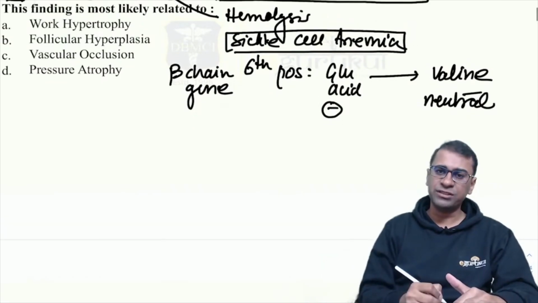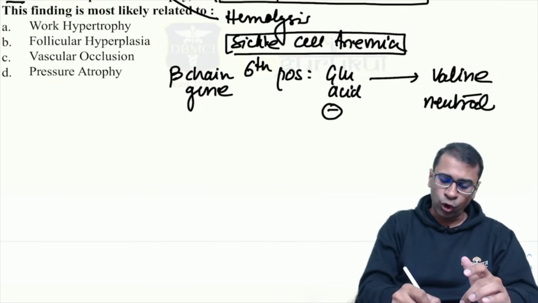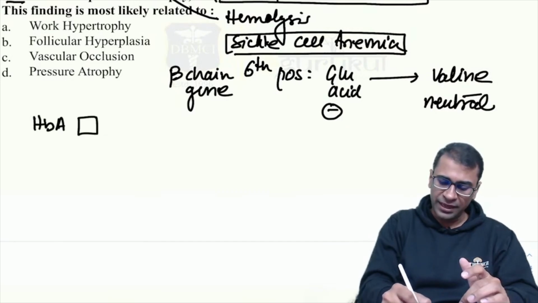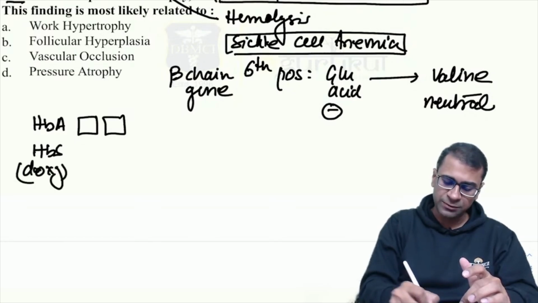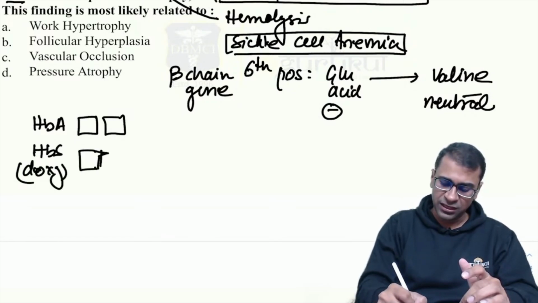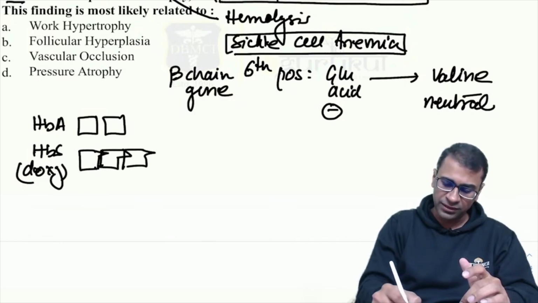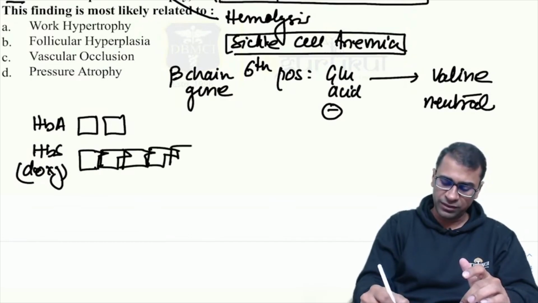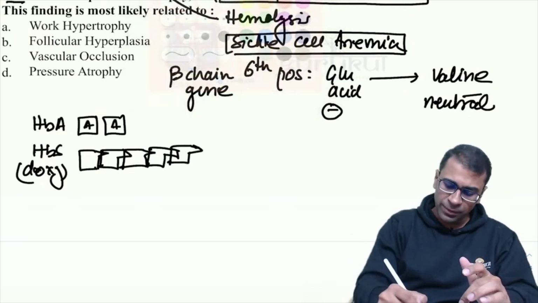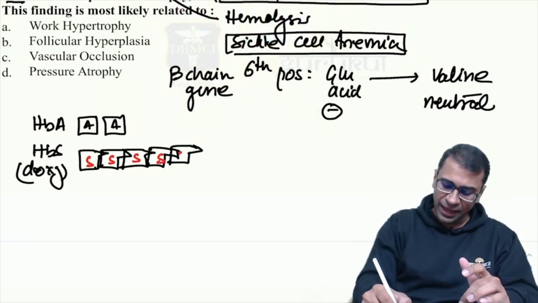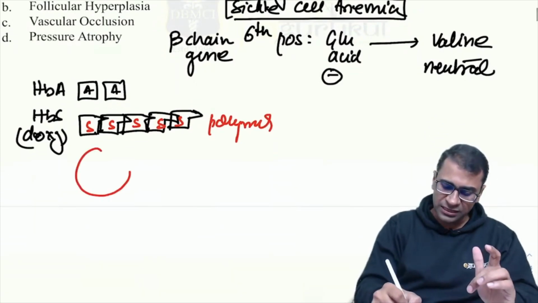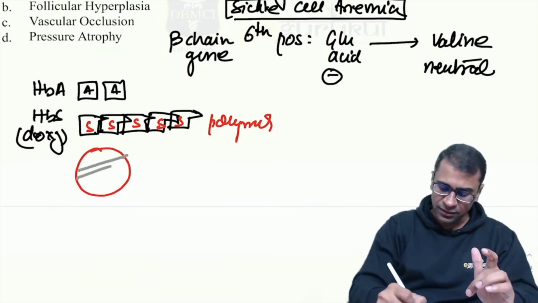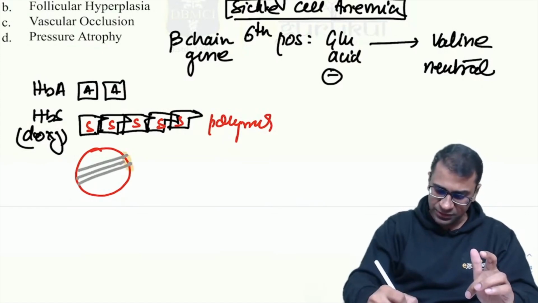Suppose there is a normal hemoglobin A. Hemoglobin A is like this, but hemoglobin S, especially the deoxygenated form, deoxy-HbS, develops a sticky patch. All the sticky patches join to each other and this becomes a long polymeric chain. The A and A are separate, but when they become S, they all stick to each other and become a long polymer. This polymer is the biggest problem, because inside the RBC, such polymers will damage the RBCs.